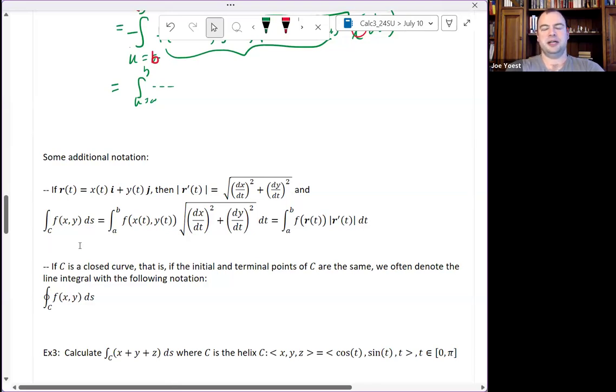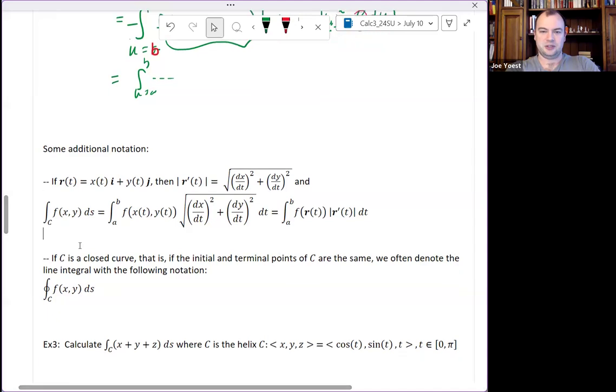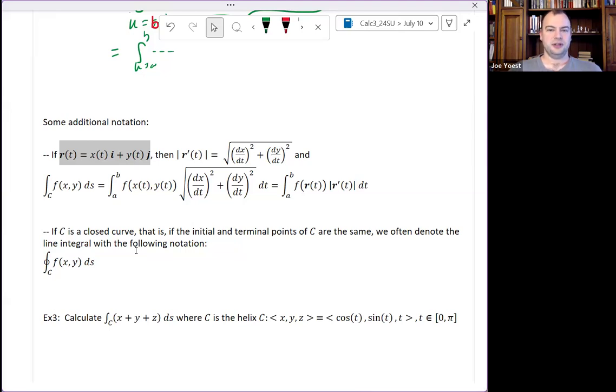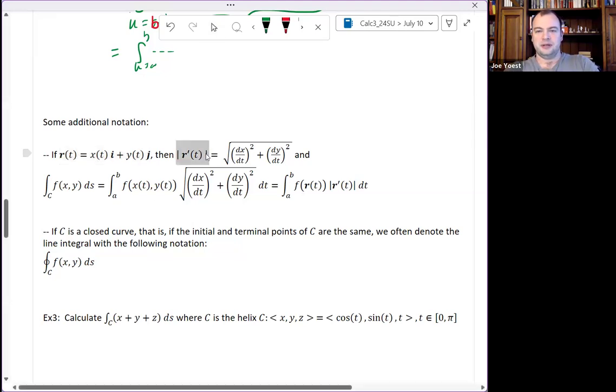So a little bit of notation that will come up in the future that I just want to knock out at this point. We can define our curve in two input dimensions as a vector function: vector r of t equals x of t times i plus y of t times j. Then r prime is just first component x prime, second component y prime, and the length of that vector, length r prime, is the square root of dx/dt squared plus dy/dt squared.